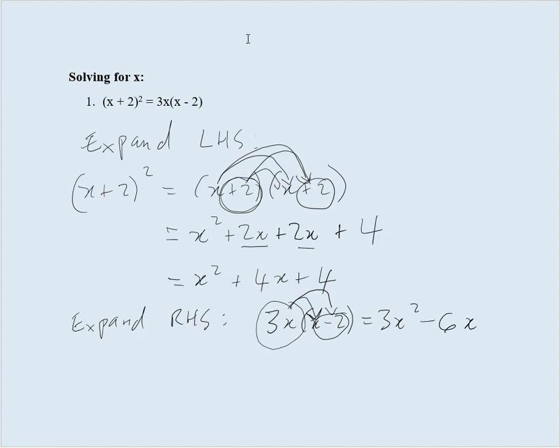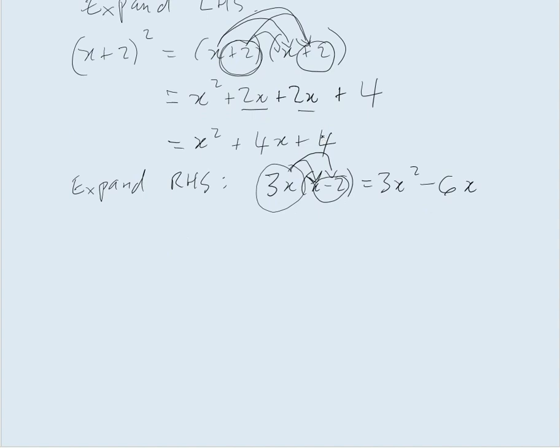So all in all, in its expanded form we have x squared plus 4x plus 4 is equal to 3x squared minus 6x. So we want to get 0 on the right hand side. So to make this right hand side 0, we must subtract everything that's on the right hand side. So whatever we do on one side of the equal sign, we must do on the other side.